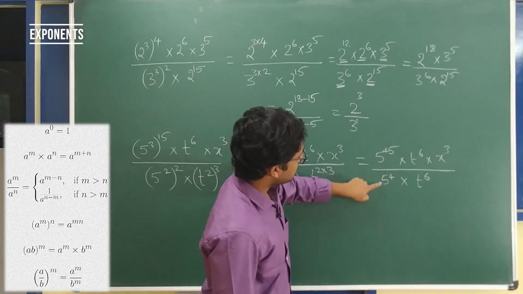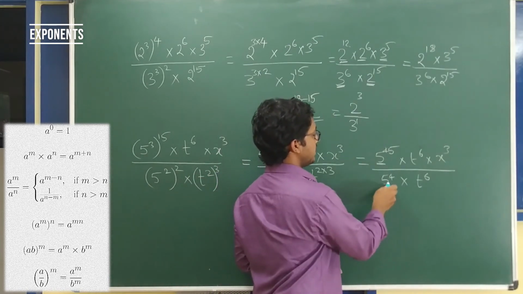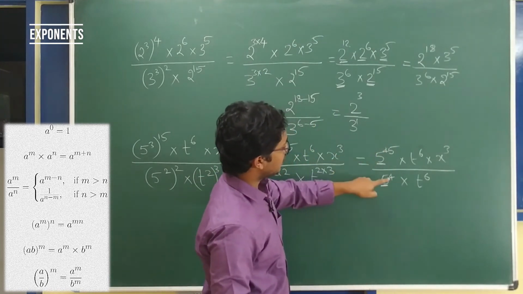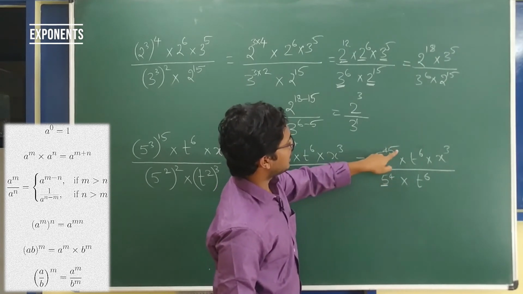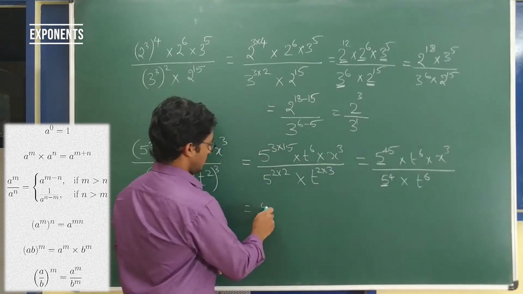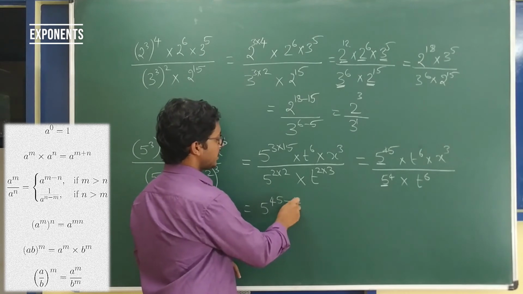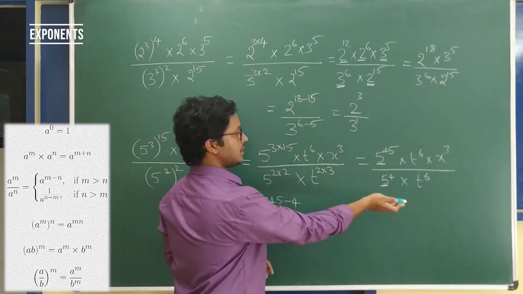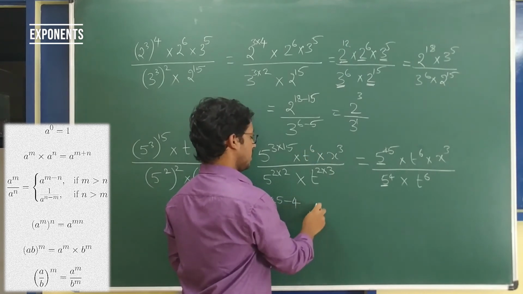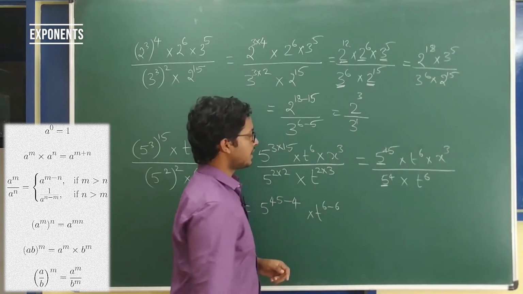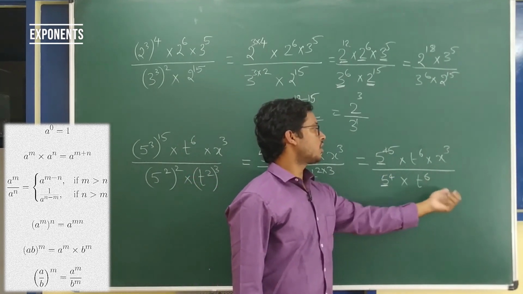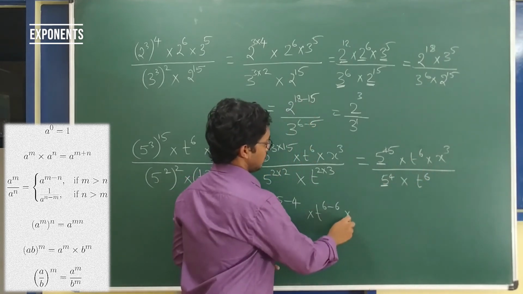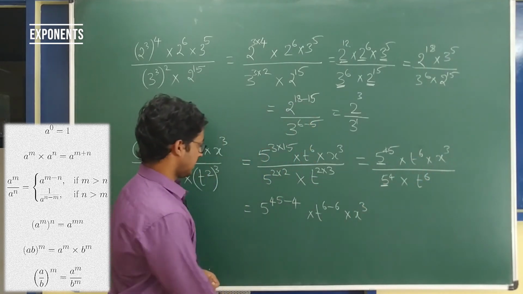Alright, so let's apply the division law. Here I have 5 as the common base and they are divided, so we have to take the power above. So 4 when taken above becomes 5 raised to 45 minus 4. Here 6 and 6 are both the same. You can take either 6 below or 6 above, it does not matter. It will be t raised to 6 minus 6. And for x there are no other common bases, so x remains as it is. So it will be into x cube as it is.